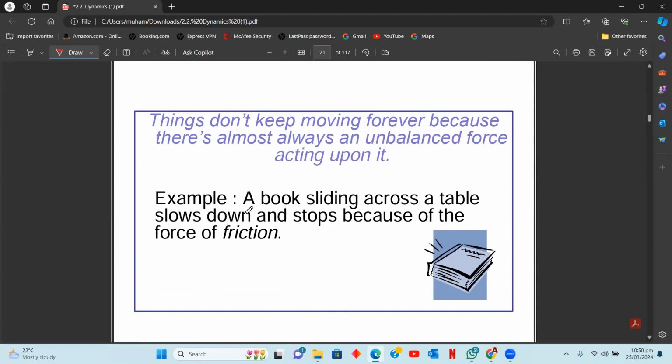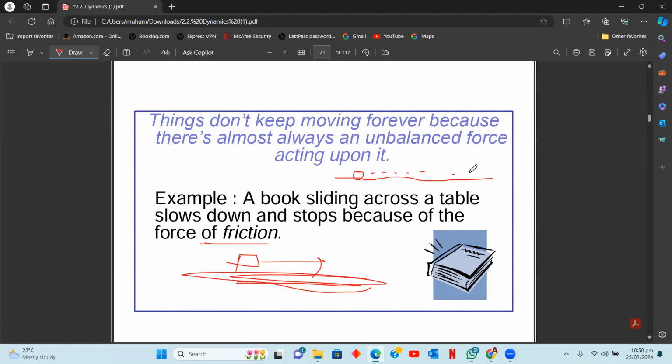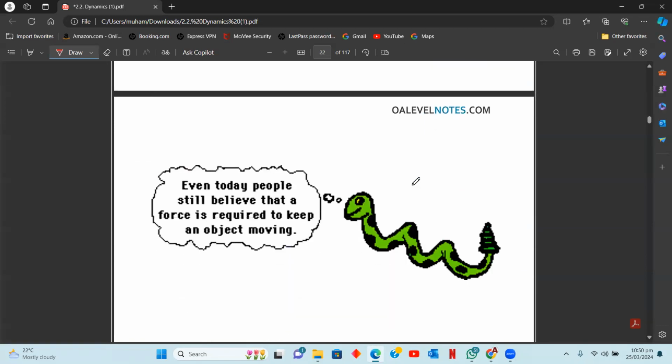Right? A book sliding across a table slows down and stops because of the force of friction. Imagine a horizontal surface of a table, you slide a book along it, and the book will come to a stop eventually because of friction. Similarly, if you kick a football along the ground, after a while it would just stop because the forward force would run out. You'll have more backward force, more friction, that would cause the object to stop. So forces become unbalanced.